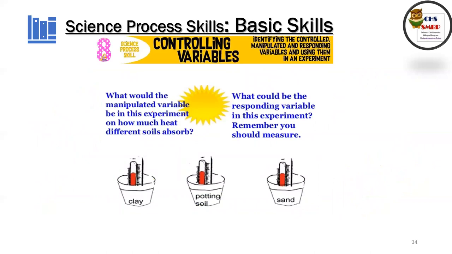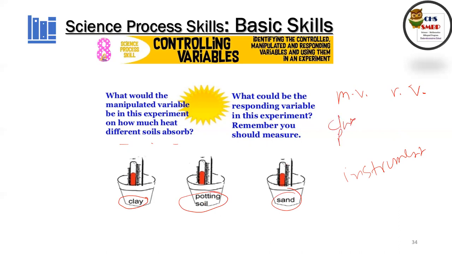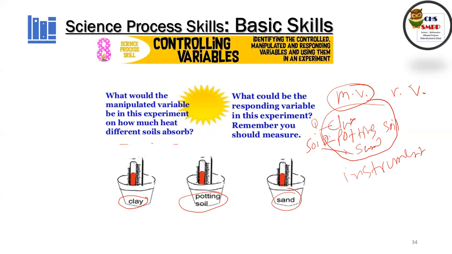Next example, what would be the manipulated variable in this experiment on how much heat different soils absorb? Now, what could be the responding variable? So I can write down manipulated variable, then responding variable, and instrument, right? What can you see? We see three types of soil, right? Clay, then potting soil, and then sand. So these are my manipulated soil types because I can change the variable. One, then two and three. So these are the manipulated or changing variable.